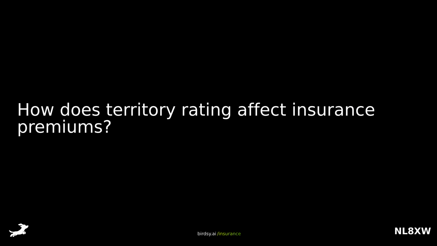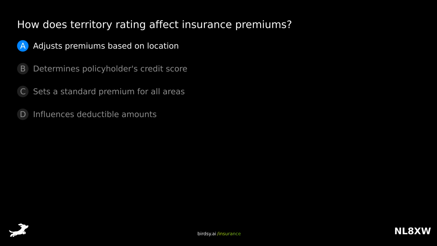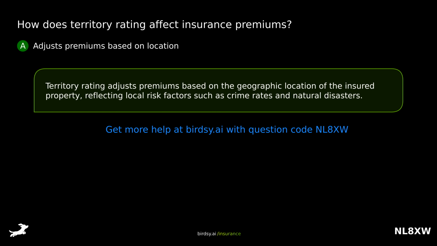How does territory rating affect insurance premiums? Is it A, adjusts premiums based on location, B, determines policyholder's credit score, C, sets a standard premium for all areas, or D, influences deductible amounts? The answer is A, adjusts premiums based on location. Territory rating adjusts premiums based on the geographic location of the insured property, reflecting local risk factors such as crime rates and natural disasters.